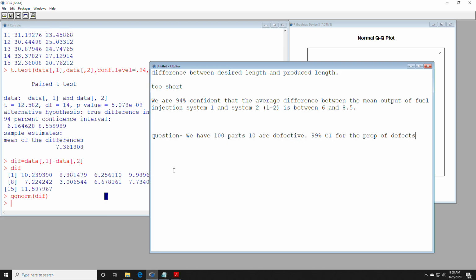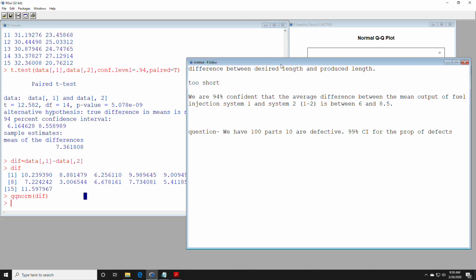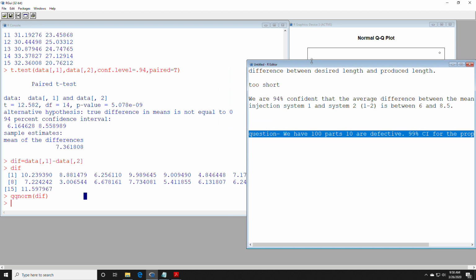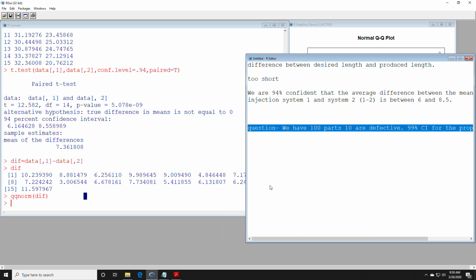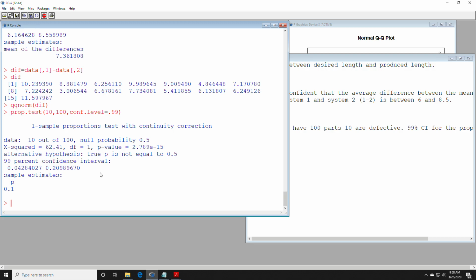To do that, it's very easy. Now, this is the one where if you do this by hand, you might actually get a slightly different answer. I showed you what I believe to be a pretty good example of that in class. So prop.test, and we have 10 successes, right? 10 type 1s, which we're just calling defectives, out of 100 items. Conf.level equals 99%. Bam. Okay.